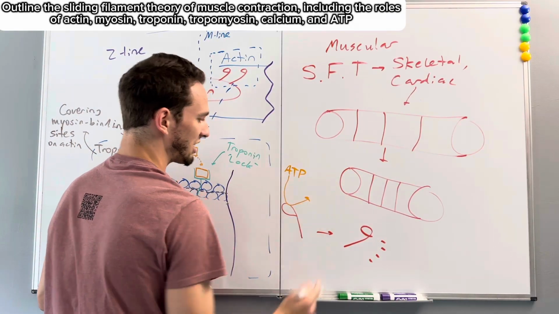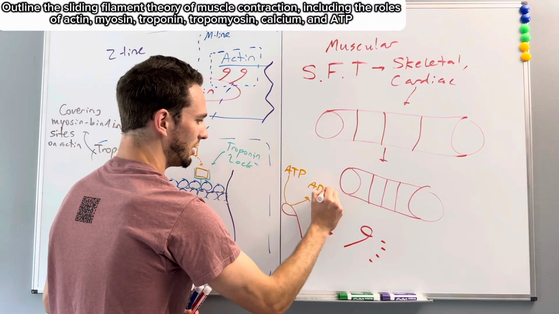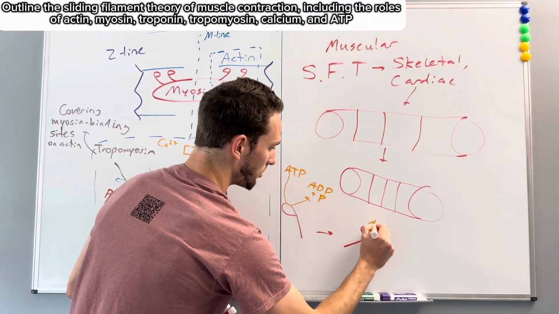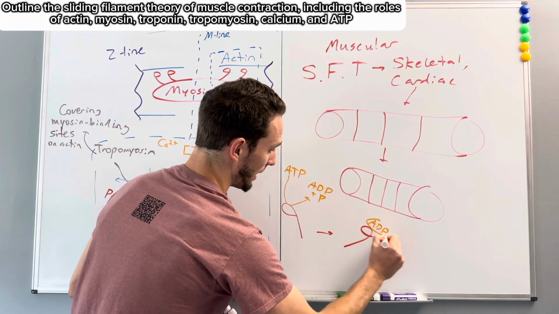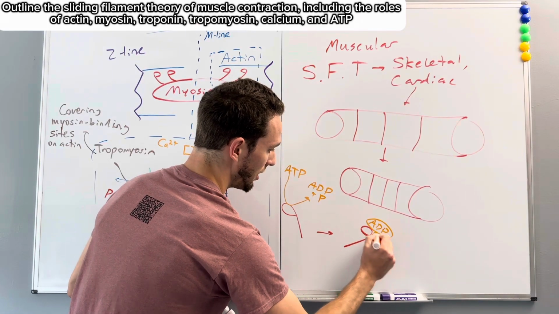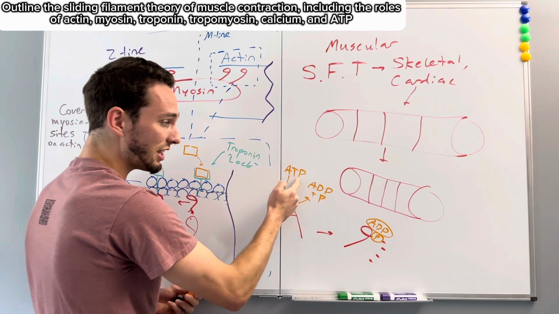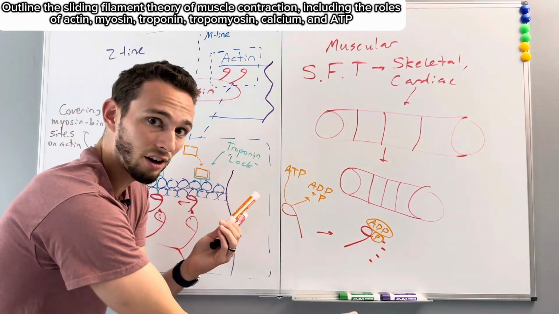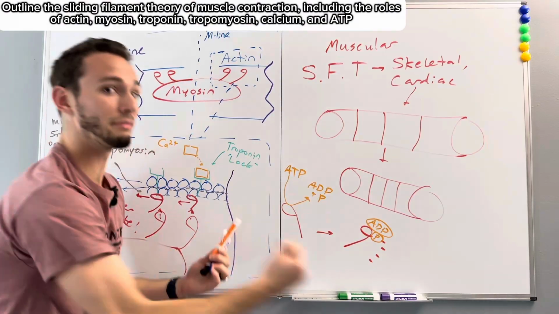So when ATP is cleaved, it goes to an ADP and a phosphate group. That ADP and a phosphate group actually, interestingly, bind to that myosin head. Now, whenever you see this in anatomy and physiology, it just means we're inserting some sort of currency of energy. When ATP is used, something cool happens.